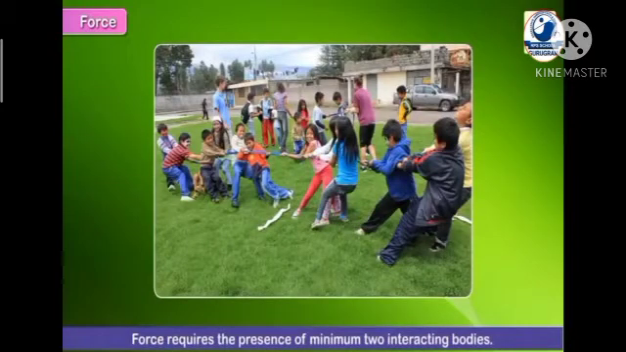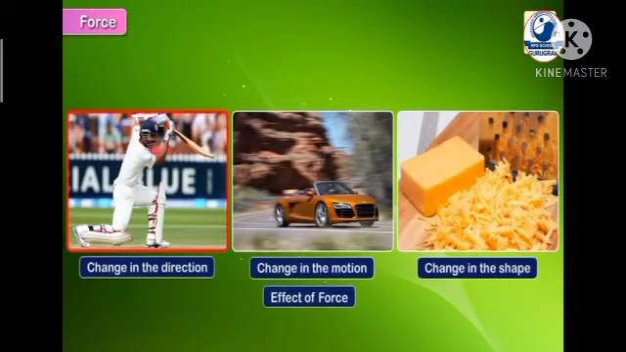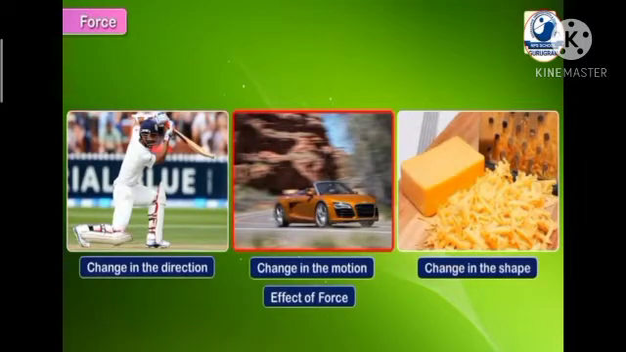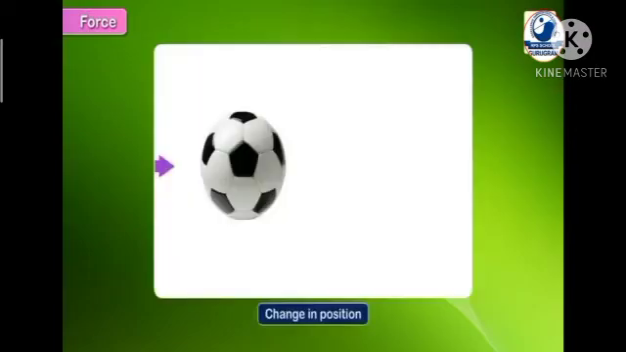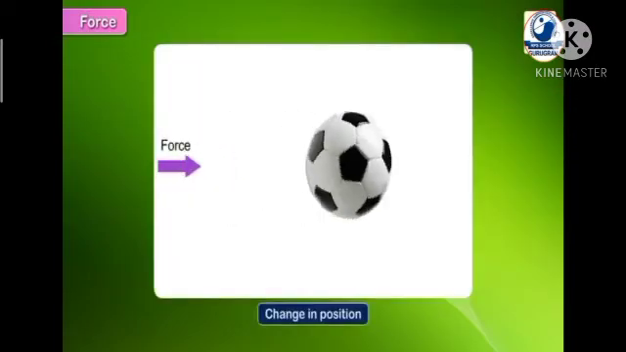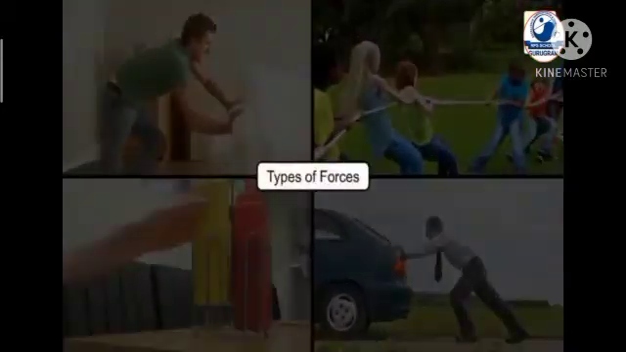Force requires the presence of a minimum of two interacting bodies. The effect of force is seen by the change in the direction or motion or shape or position of an object to which it is applied.